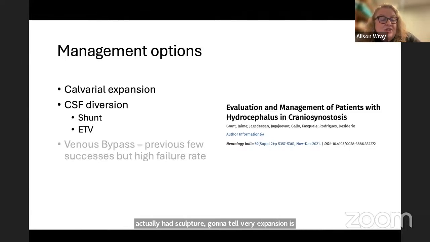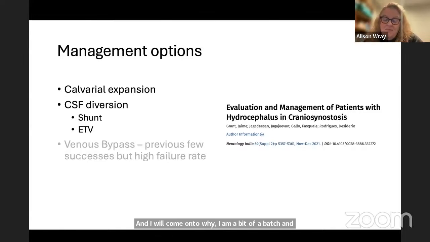The CSF diversion, again, is something that we're all very familiar with. And in many cases, if we think it's forced ventricular outflow that's the problem, an ETV may be a much more sensible option than putting in a shunt. And I will come on to why I am so negative about shunts and craniosynostosis in a little while.